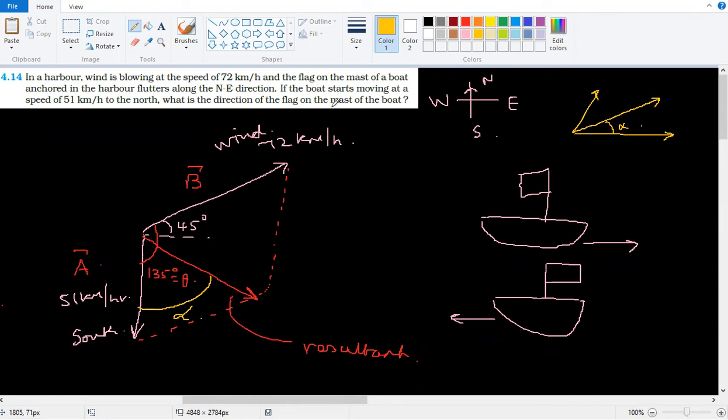What is the direction of the flag on the mast? They didn't ask you to find the velocity, right? They're simply asking you to find the direction. So I have to simply find the tan alpha. Anybody remember the tan alpha formula? Tan alpha is equal to B sin theta divided by A plus B cos theta.